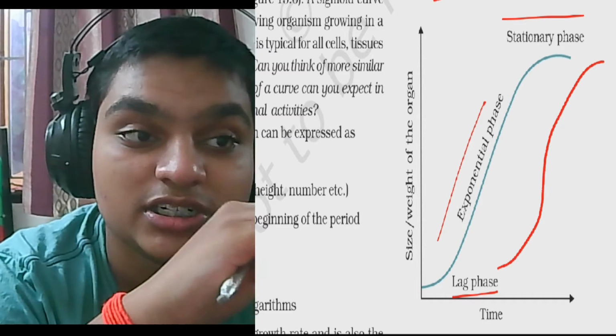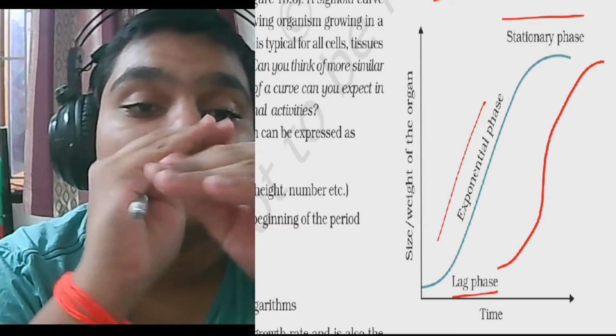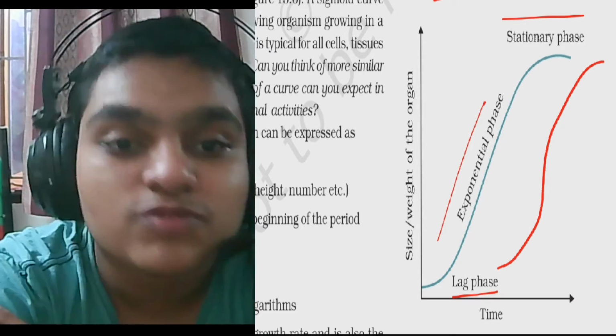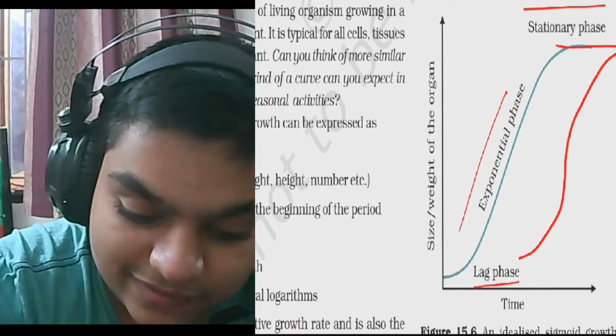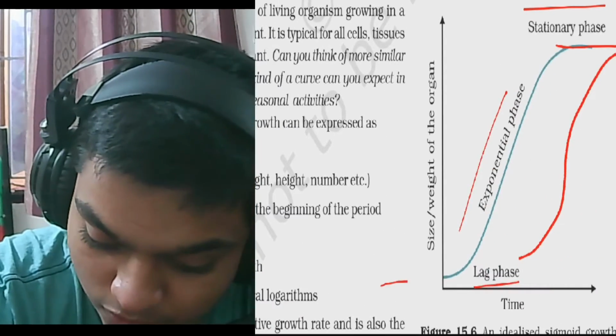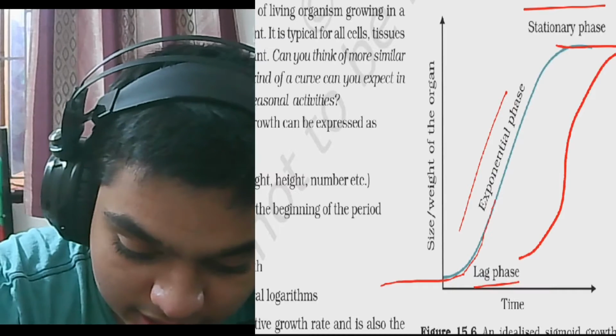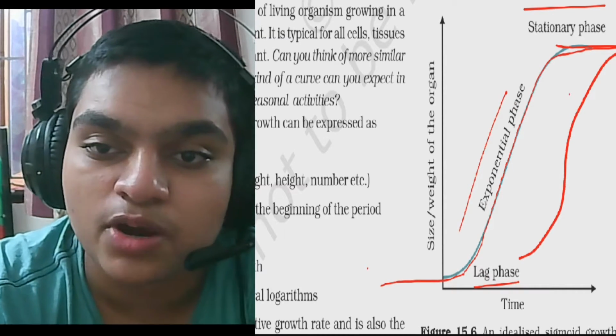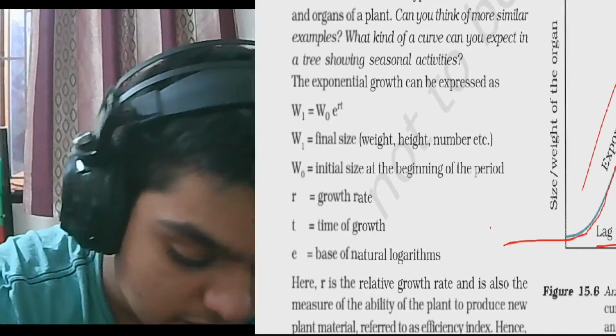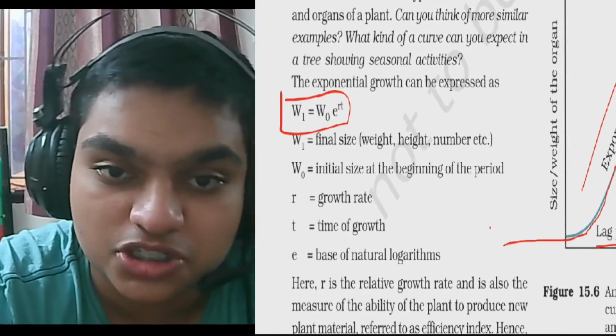Stationary phase: at a phase of life, these cells become constant and there is no more increase, so the graph goes constant like this. Before it was constant, it suddenly increased, and again it was constant. From constant to constant, a sigmoid curve. This is your geometric growth rate.